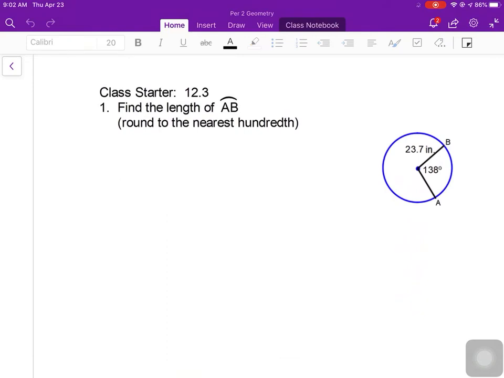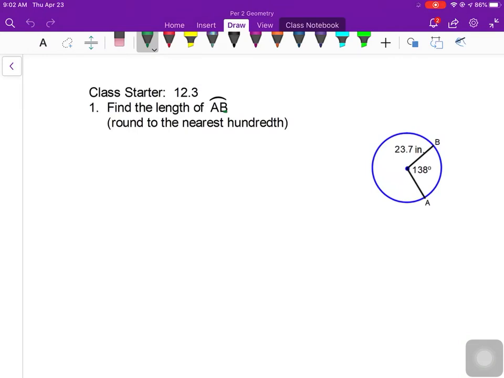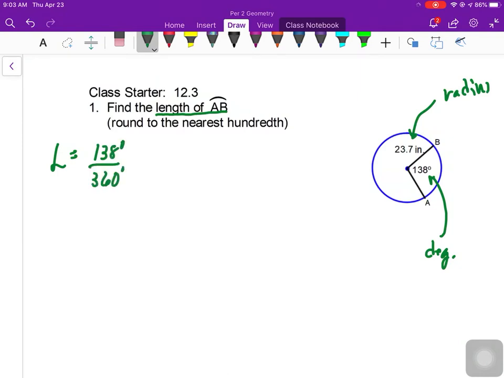In number 1 here, we're asked to find the length of the arc from A to B. Now, if we're looking for the length of the arc from A to B, we need to know the number of degrees of the arc. That's going to be the same as the central angle. And we need to know the radius, which they gave us. And then the arc length is equal to the fraction of the circle, 138 degrees out of 360 degrees, times 2 times pi times the radius, which is 23.7 inches in this problem.